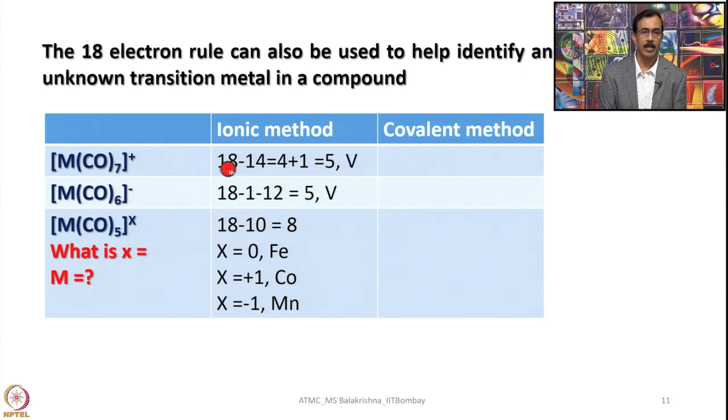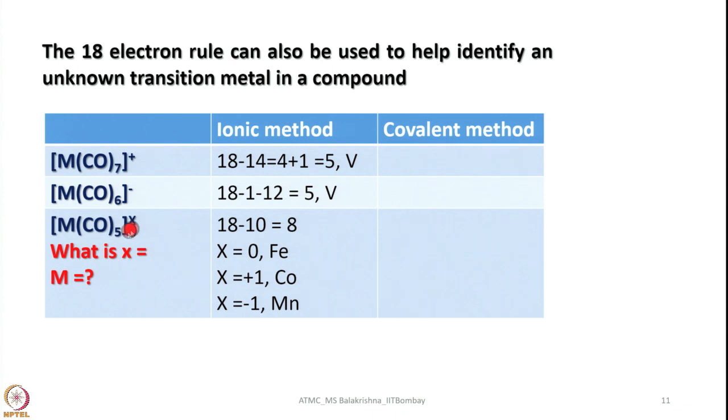So here 18 electrons are there, and 14 electrons you subtract, 4 plus 1 charge you subtract, and then you have 5. So this 3d2 4s2 vanadium, so vanadium is in plus 1 state in this case, so you can simply write it. And now you go to this one, so you have a negative charge, so write 18 electron, subtract 1 electron for charge, subtract 12 electrons for metal, you will be left with 5. So again it is vanadium here, vanadium here. It is a cationic complex with more electrons, it is anionic complex, 1 electron less. So in both the cases, that means vanadium carbonyl, you can make V(CO)7 plus or V(CO)6 minus, both will obey 18 electron rule.